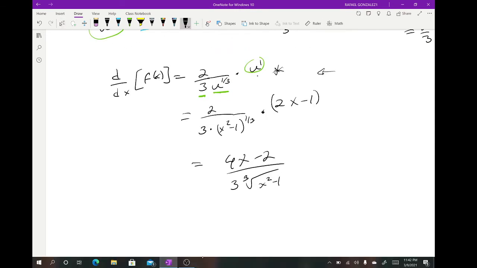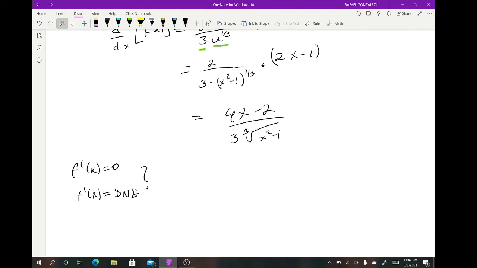Because that's what I asked for. I asked when does f prime of x equal 0 and when does f prime of x not exist. So these are the questions that we're asking ourselves now. And f prime of x is the derivative of f.